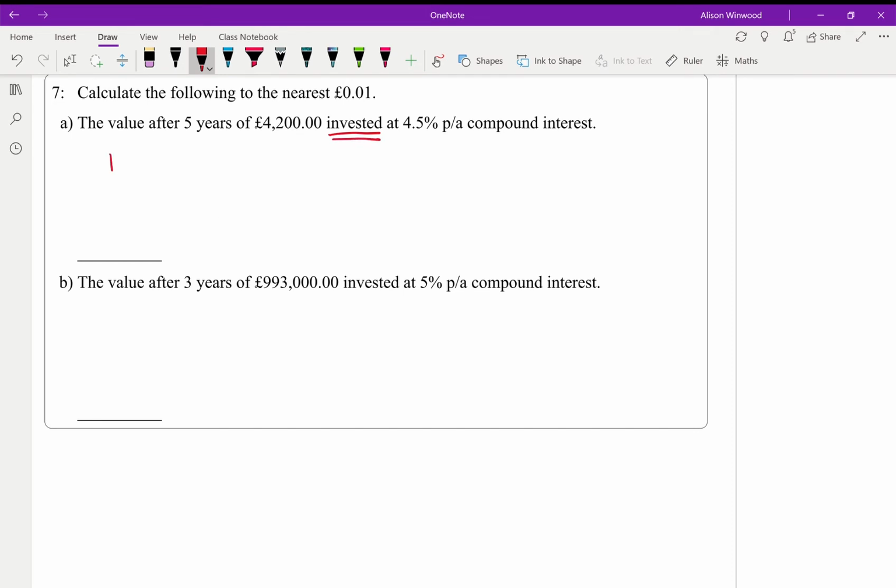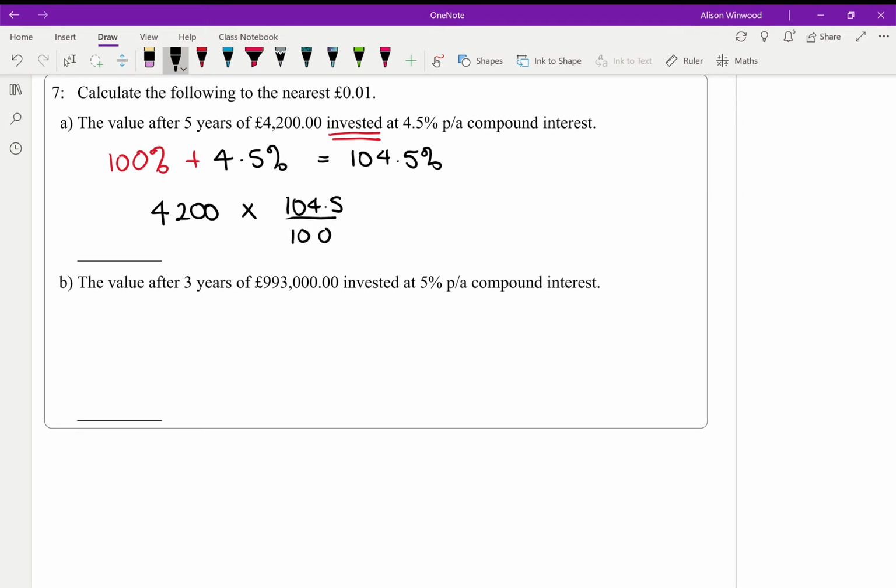Investments is 100% plus, so our percent is 4.5%. We end up at 104.5%. So we've invested 4,200 at this percent, but it's for 5 years, so we raise it to the power 5. Giving us £5,233.96.